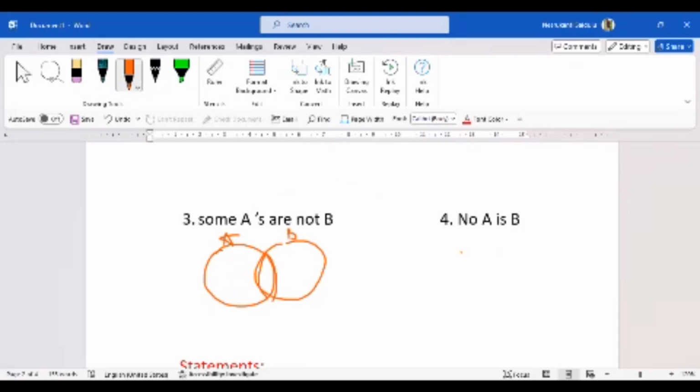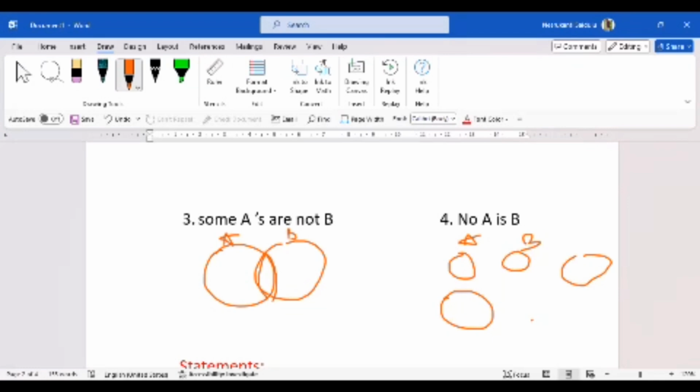No A is B. No A is B means there is no connection between A and B, right? There are many possibilities. A is away at this distance and B is at this distance. There are many possibilities. So no A is B means there is no connection between A and B.